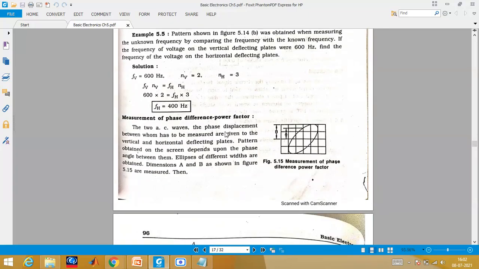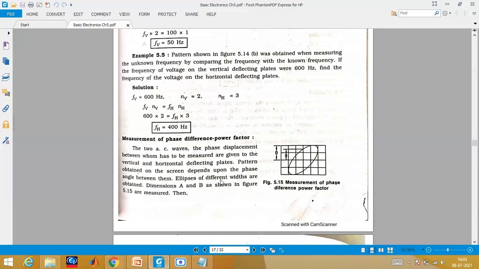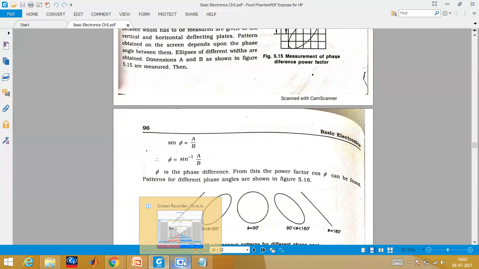And then we have done some problems based on that. Where you also calculated the power factor by using this formula of the phase displacement, right? So this is all about your CRO. Okay, in case of any doubt, you can ask.